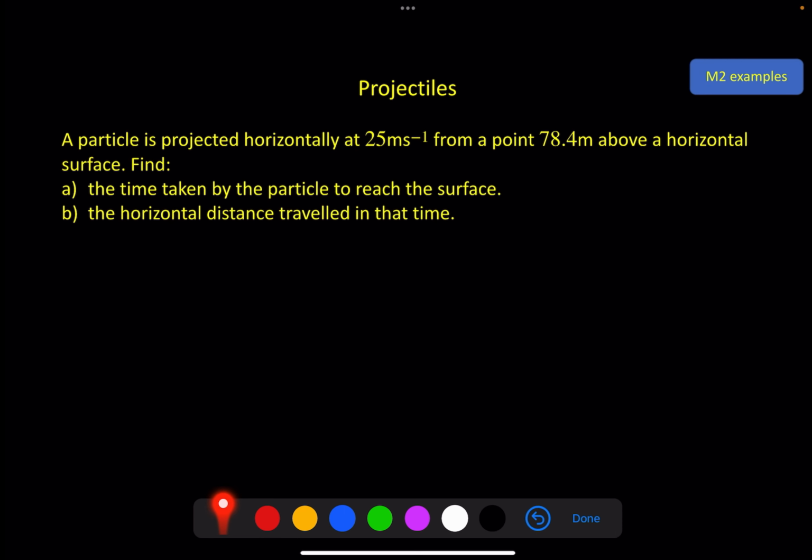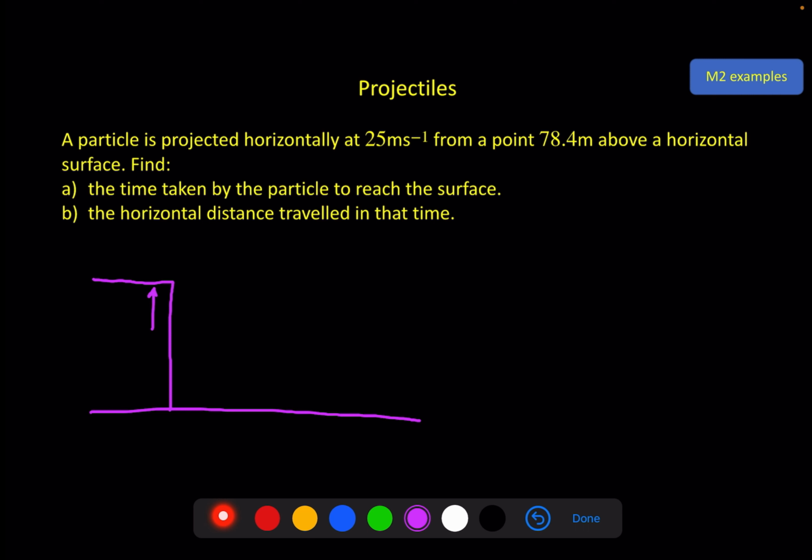A particle is projected horizontally at 25 meters a second from a point 78.4 meters above a horizontal surface. Now I'll say this many times through these mechanics videos, draw a diagram. This is really key for helping you to see what is going on. And sometimes it's less important than other times, but it's a really good habit to get into. Draw a diagram. I once went to a conference with maths teachers and we had all the mechanics teachers in one group, and somebody asked the question, what's the one thing you have to say to your students again and again? And almost everybody in the circle said, draw a diagram. It can be really useful.